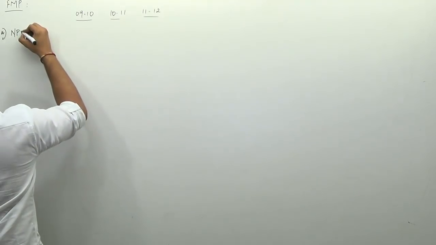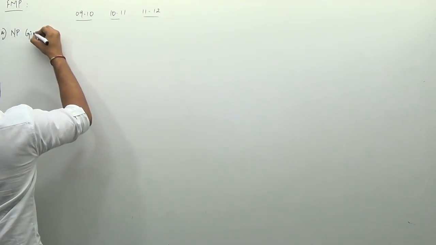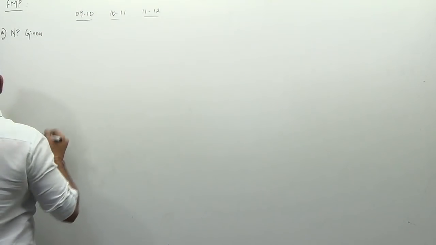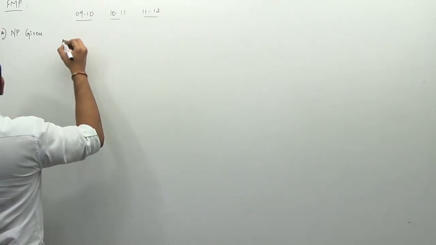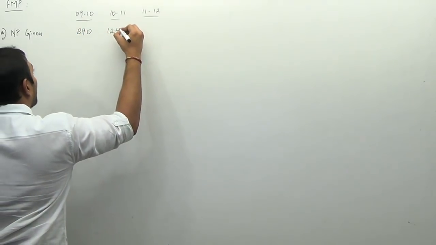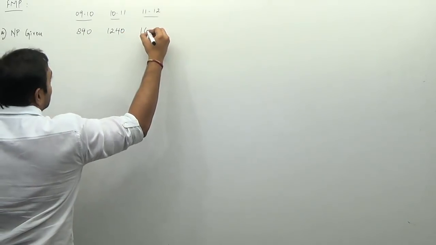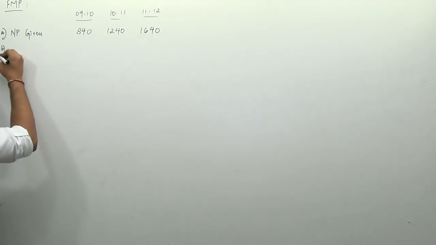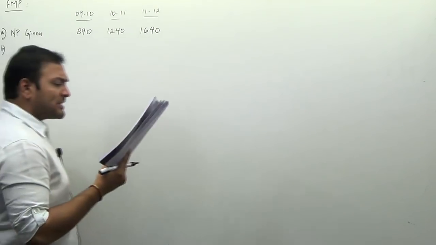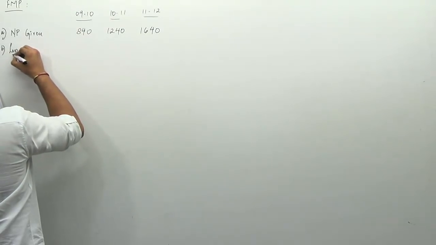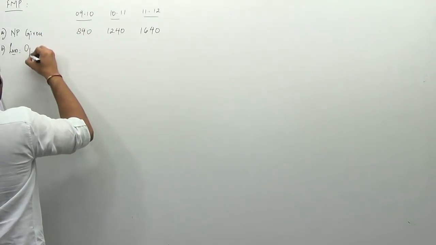Net profits given. Below he has given you, after the balance sheet, last figure in the table is 840, 1240, 1640. Let's check the adjustment. This net profit is including opening balance. So let's deduct the opening balance. That cannot be net profit. It is last year's profit.